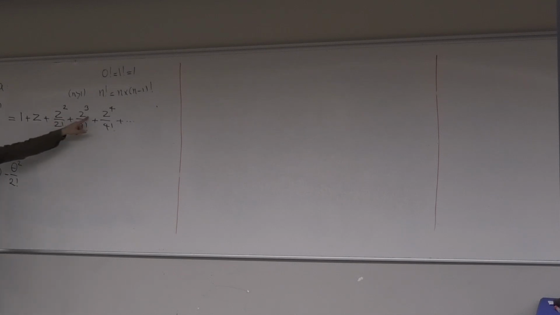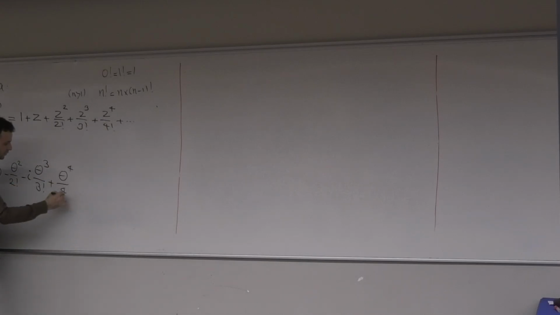If we place i theta here, what will happen? i cubed. What is i cubed? i to the power of 2 times i, which is minus i, exactly. So minus i times theta to the power of 3 over 3 factorial. If you place it here, i to the power of 4, that's not i, no, it's 1. It is going to be theta to the power of 4 over 4 factorial, and the rest.